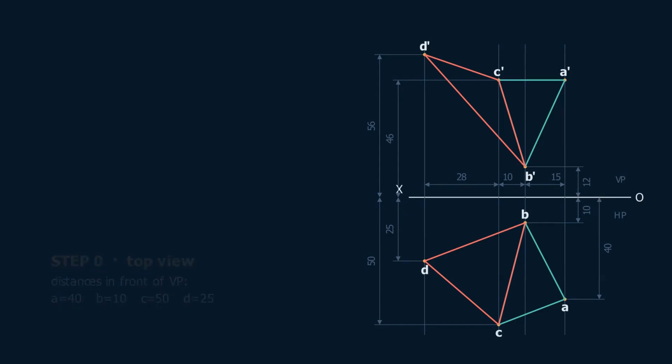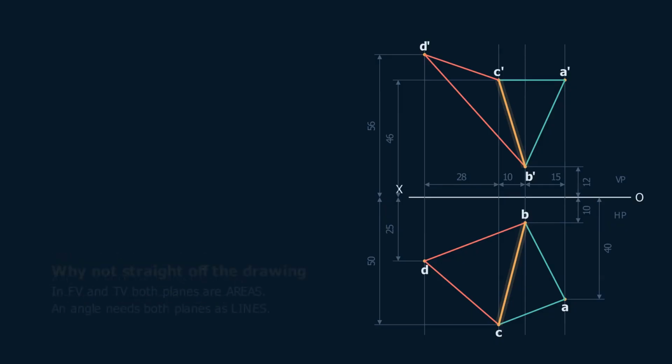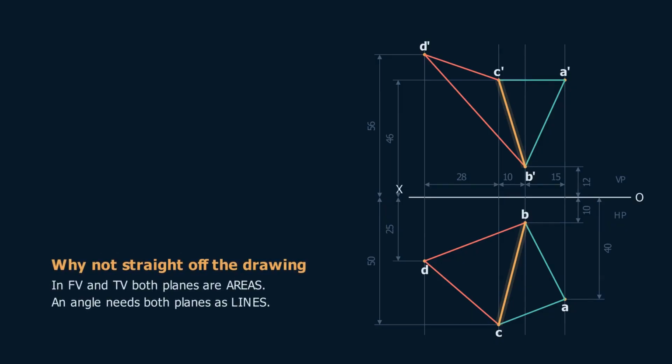Now look at what you have drawn. The 2 planes share the edge BC, think of them as the 2 covers of a book, hinged along BC. The angle we want is the angle you would open that book to. You cannot measure it in either given view, and here is the reason.